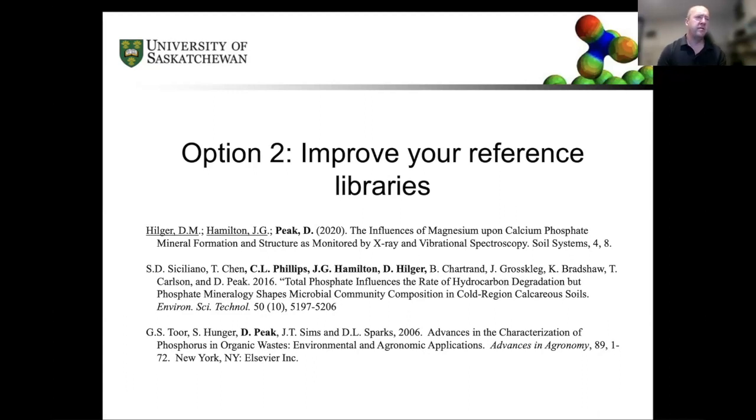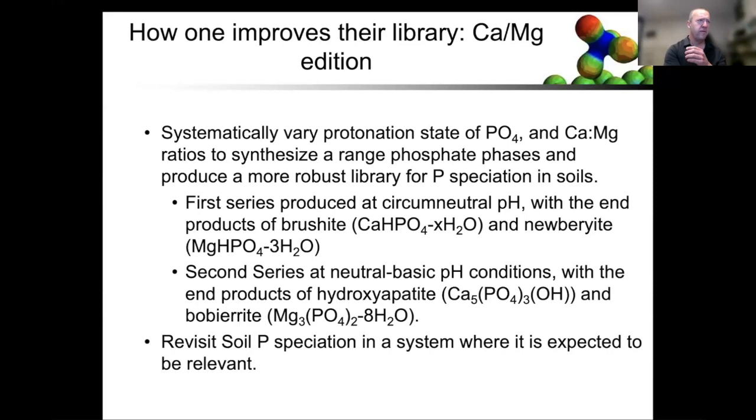The other thing you could do is start to look at what kind of solid phases phosphorus might form at a particular place. And in this part of the world, I think it's kind of underappreciated the fact that we have a lot of calcium, and the soils have a lot of calcium carbonate, and calcium phosphates are important, but there's at least as much magnesium in many of these soils as there is calcium. And so you can improve your reference libraries by looking at what happens when phosphate forms mineral phases, not just with calcium, but with calcium and magnesium.